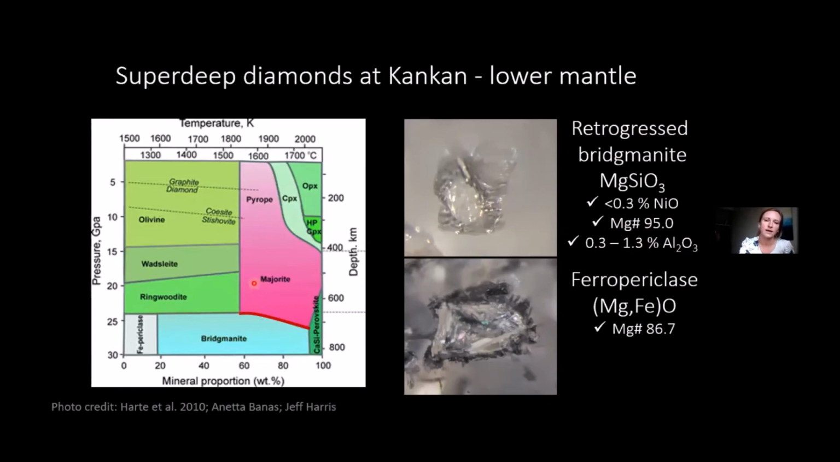And it's not until you begin to transform this aluminum-rich majoritic phase into your perovskite that you begin to produce aluminum-rich bridgmanite. So we believe these low aluminum contents are telling us something about where in the lower mantle these diamonds are sampling. And in particular, we think we are looking at somewhere very close to the upper mantle, lower mantle boundary.